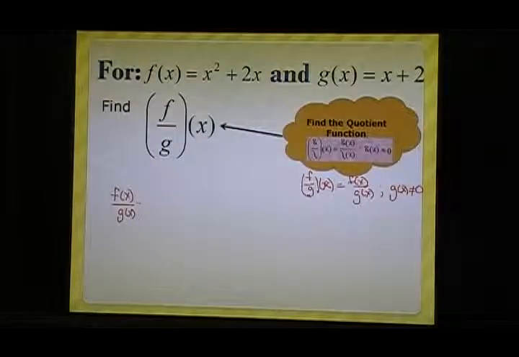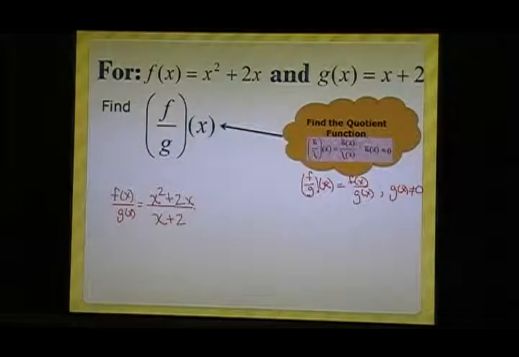And so my f of x, we're just using the same f and g. I just did that for ease. Of course, your functions are going to vary. I was just sticking with the same one. So here we're going to have x squared plus 2x divided by x plus 2.